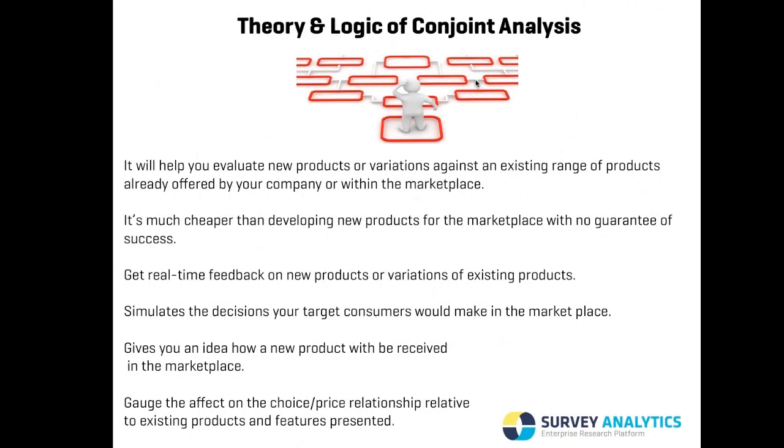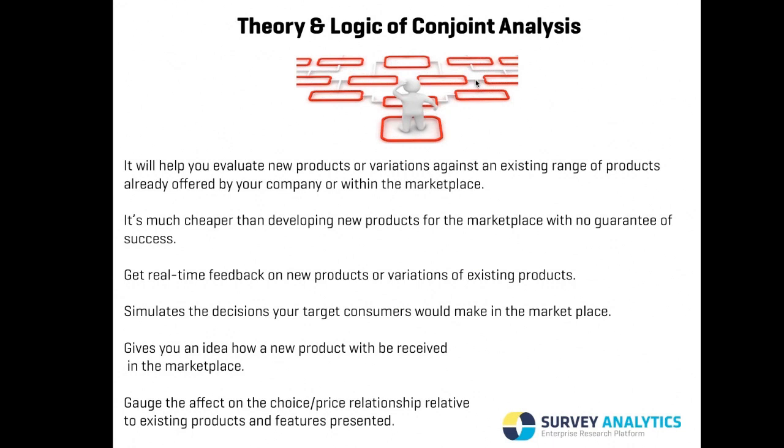So the theory and logic of Conjoint Analysis is that it'll help you evaluate new products, that is, products that you might want to launch into the marketplace that maybe don't exist at all at the moment, or to see what effect it will have on varying your existing range of products. So adding a feature or taking away a feature, or altering the price, or altering package size, or any other host of different things. Conjoint can be much cheaper than developing new products in the marketplace and putting them out there and then just hoping that they'll be okay.